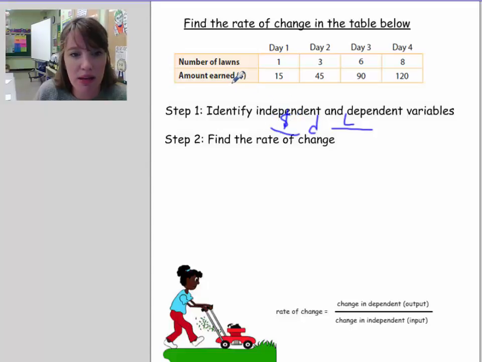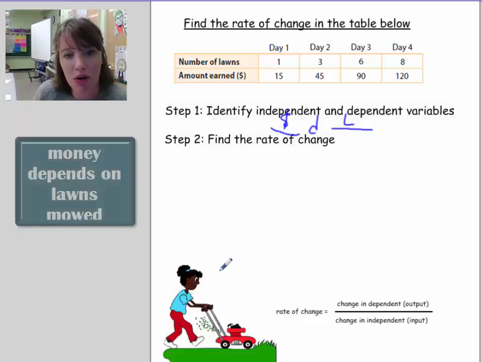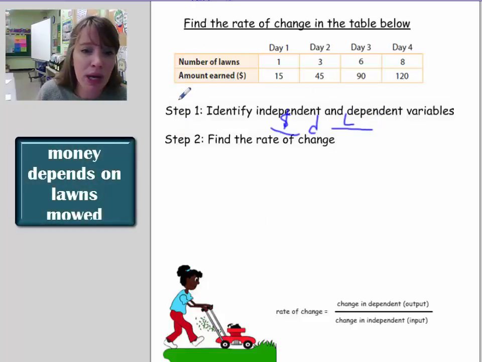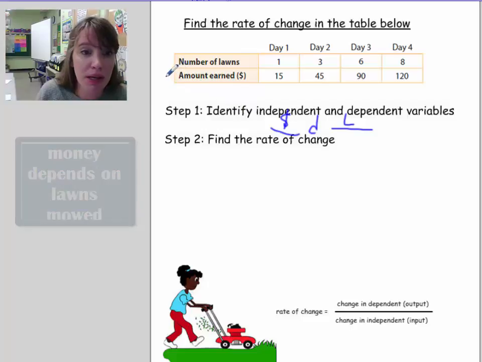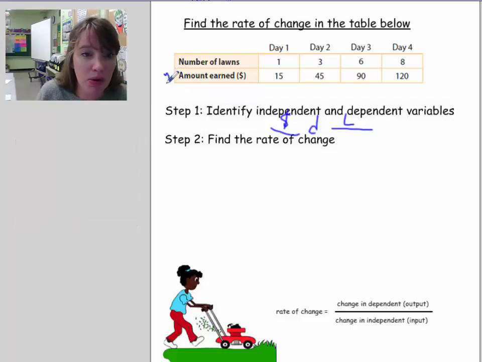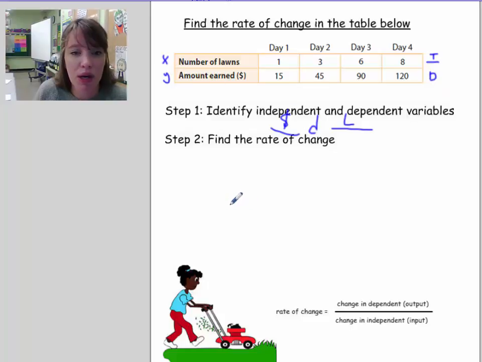The amount of money that this young woman earns depends on the amount of lawns that she mows. Okay, so money will be the dependent or the y variable, and the amount of lawns will be the independent or the x variable. So I can mark it as independent or dependent if I want this way. Okay, so to find the rate of change is the change in the dependent versus the change in the independent.